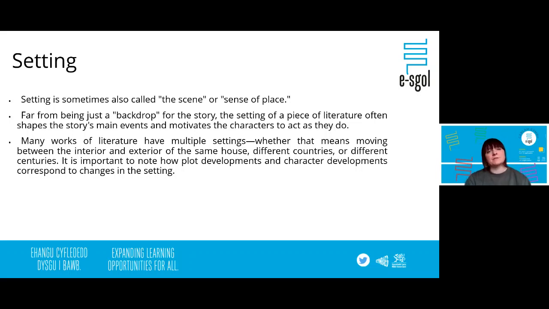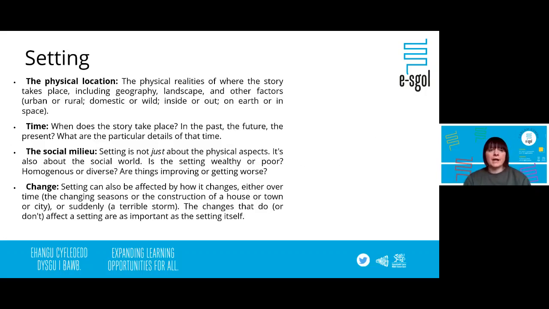So you can often make some quite subtle links between where the play is being set or how it's being set, and also the character that's being presented. Like I said, there's the idea of the physical location, the time, what's going on in the social world around them, and then there could be a change in setting, as a result of political change, weather, construction, etc.